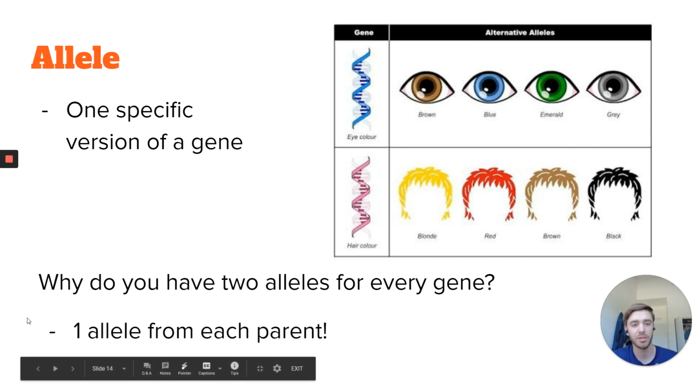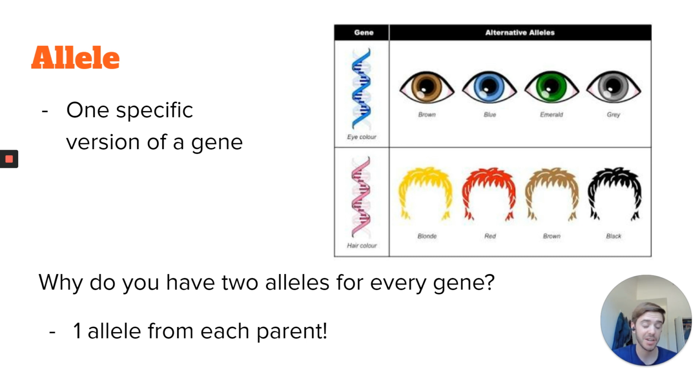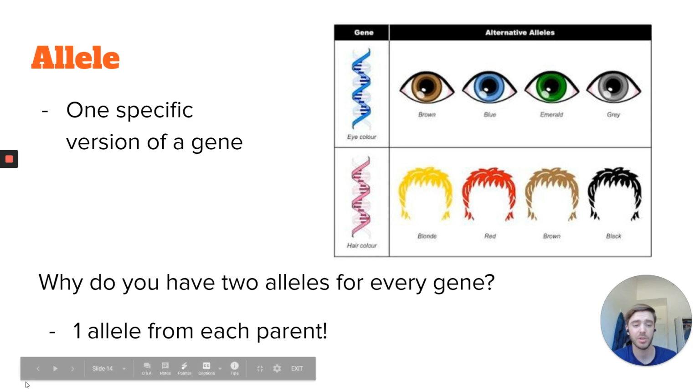1 allele from each parent. So I get an eye color gene from my mom, I get an eye color gene from my dad. I get a hair color gene from my mom, I get a hair color gene from my dad. I get a height gene from my dad, I get a height gene from my mom. I get foot size from my dad, and I get foot size from my mom. Everything you can imagine. You get 1 from each.